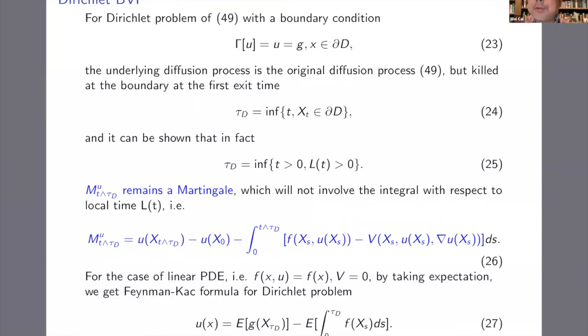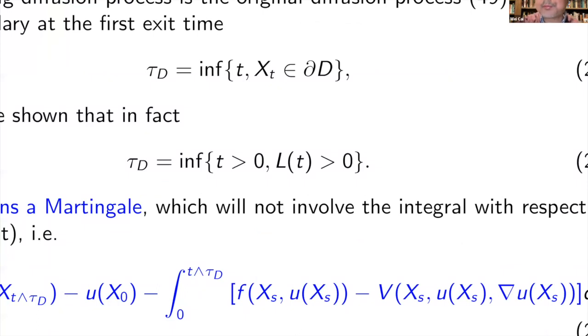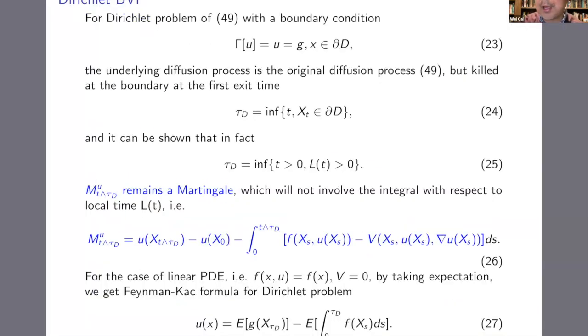So for the Dirichlet problem, this martingale can be simplified. If tau_D is the exit time, tau_D is also the minimum time at which the local time becomes positive. The local time is always zero, and only has an increment when it hits the boundary. So before it hits the boundary, the local time should be zero. So you have this formulation, and this and this are equivalent. If this is true, then this martingale is simplified. You don't have the boundary term. You have just the PDE term, f minus v. So this is the martingale for the Dirichlet problem.